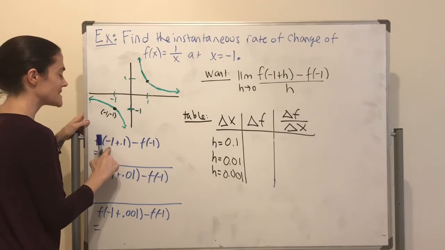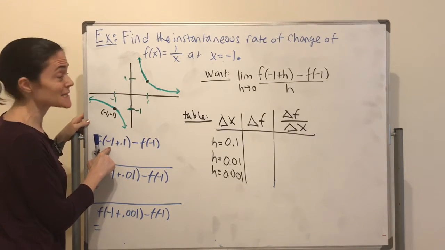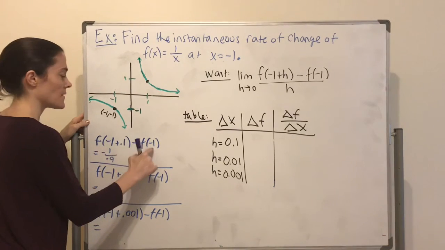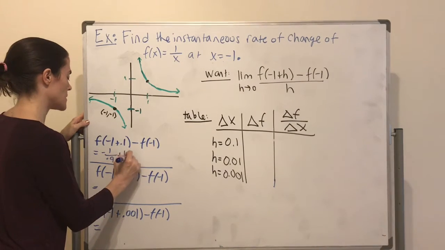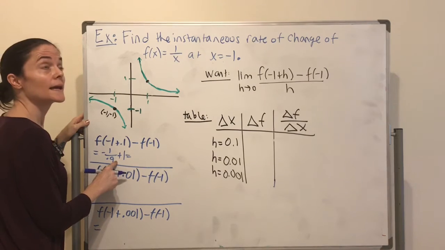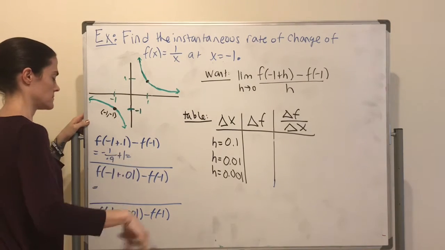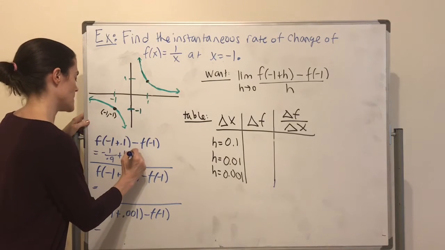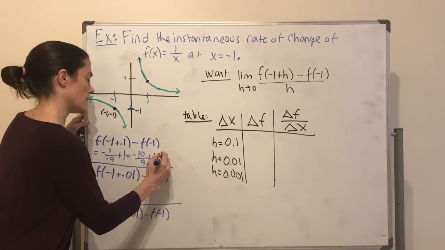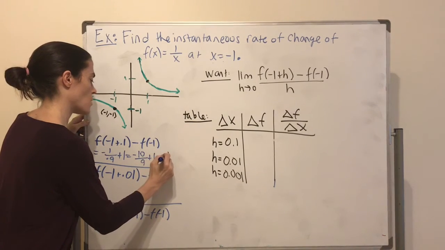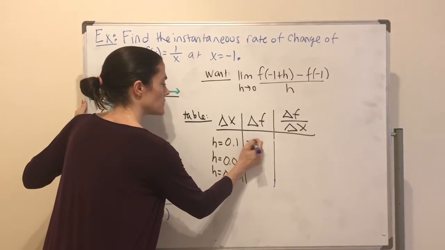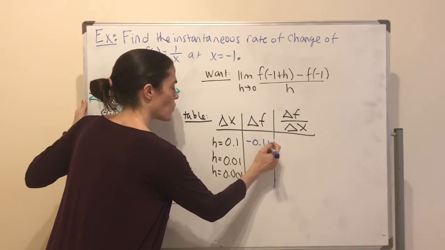Okay, so this is f of minus 0.9, which is minus 1 over 0.9. And then this is plus 1. So if you think about it, this is negative 1 over 9/10. Invert multiply. This is negative 10 over 9 plus 1. We get negative 1 over 9. Okay, so this one is negative 0.11 repeated.